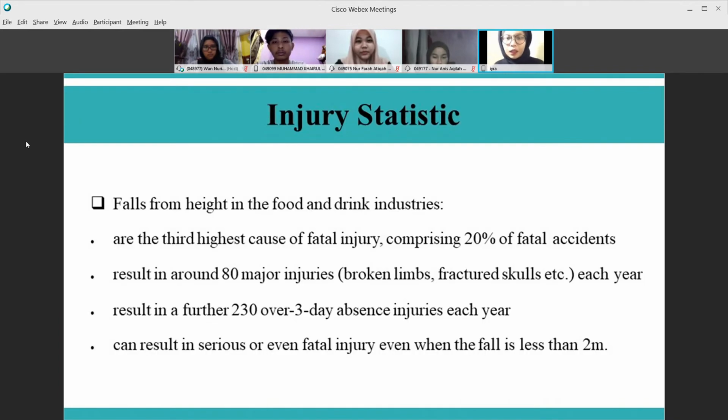Next. From the injury statistics, we can see that falls from height in the food and drink industries, which is 4, are the third highest cause of fatal injury, comprising 20% of total fatal accidents. They result in around 80 major injuries, broken limbs, fractures, skulls, etc. each year. They result in a further 230 over-3-day absence injuries each year. They can result in serious or even fatal injuries even when the fall is less than 2 meters.